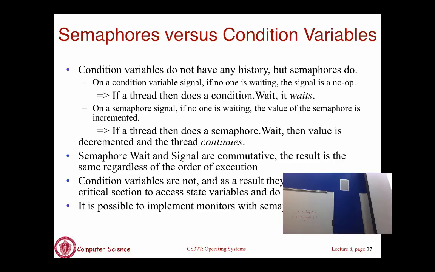In semaphores, because you have a value and what wait and signal do depends on the current value of the semaphore, they actually end up doing very different things. So that's the essential difference between the two. There are other ways to look at the same thing. In semaphores, wait and signal are commutative. They do the same thing regardless of the order. In condition variables, they are not. Let's see what that means.